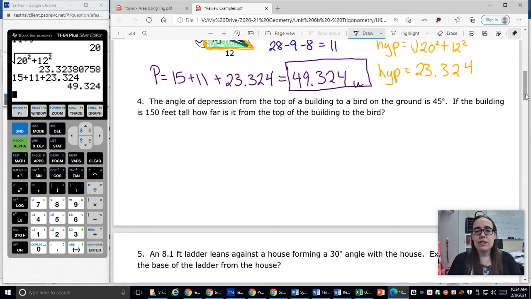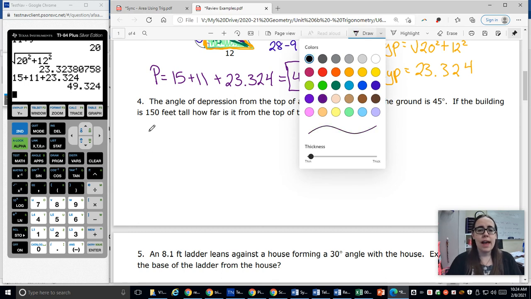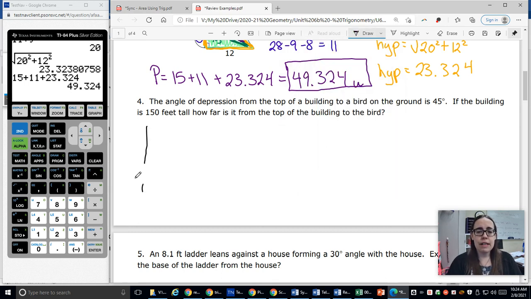The angle of depression from the top of a building to a bird on the ground is 45 degrees. If the building is 150 feet tall, how far is it from the top of the building to the bird? Okay, let's draw ourselves this picture. So I have the angle of depression from the top of a building.